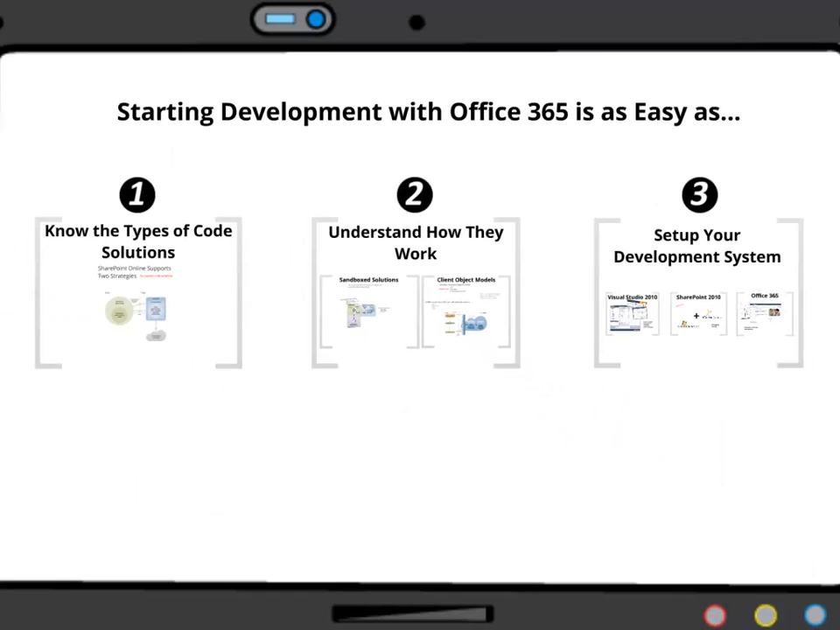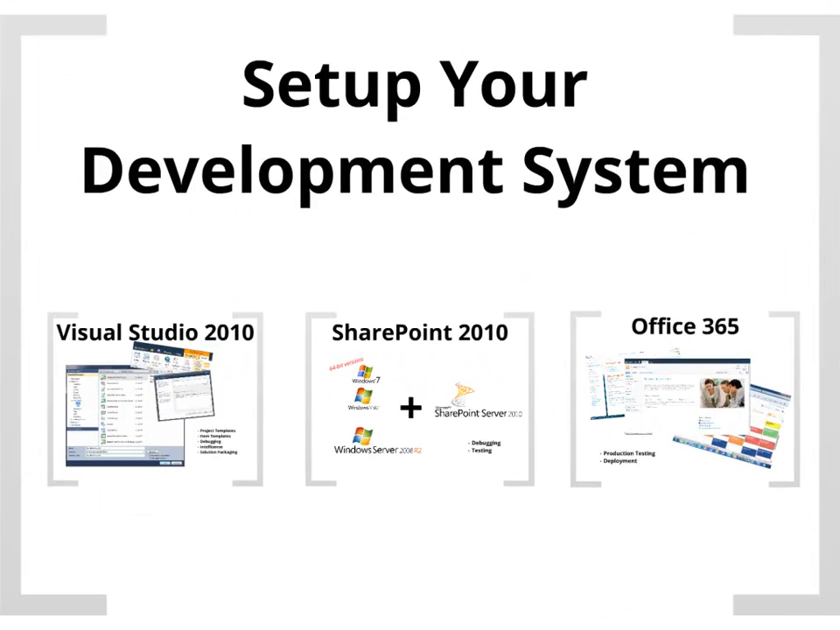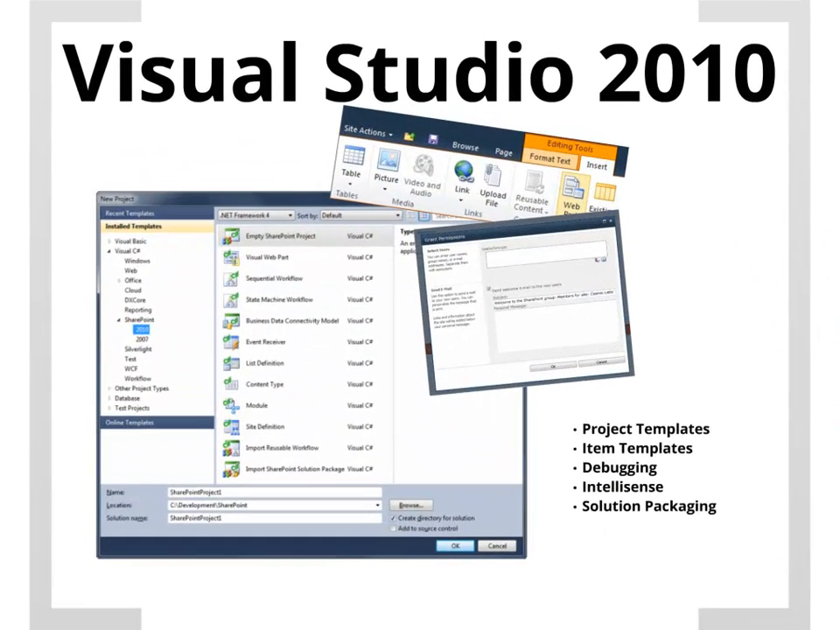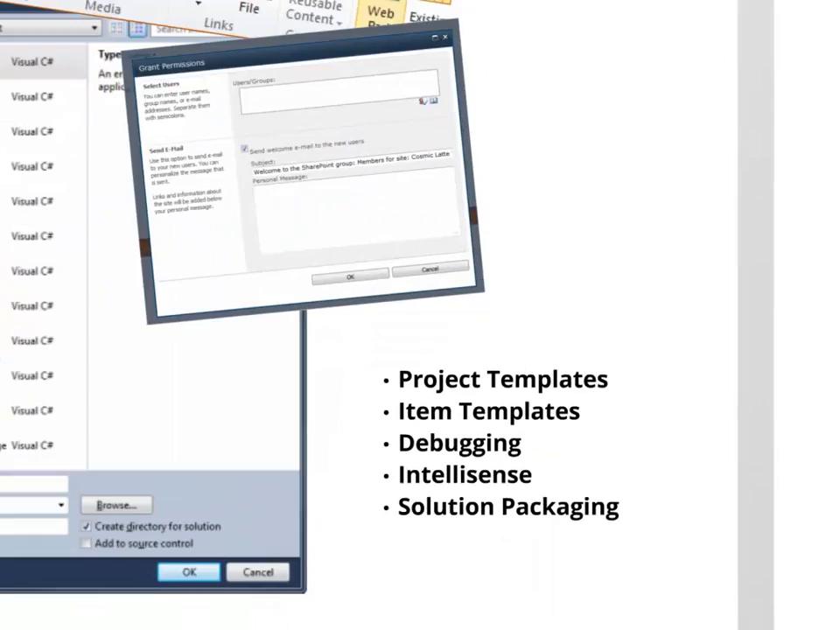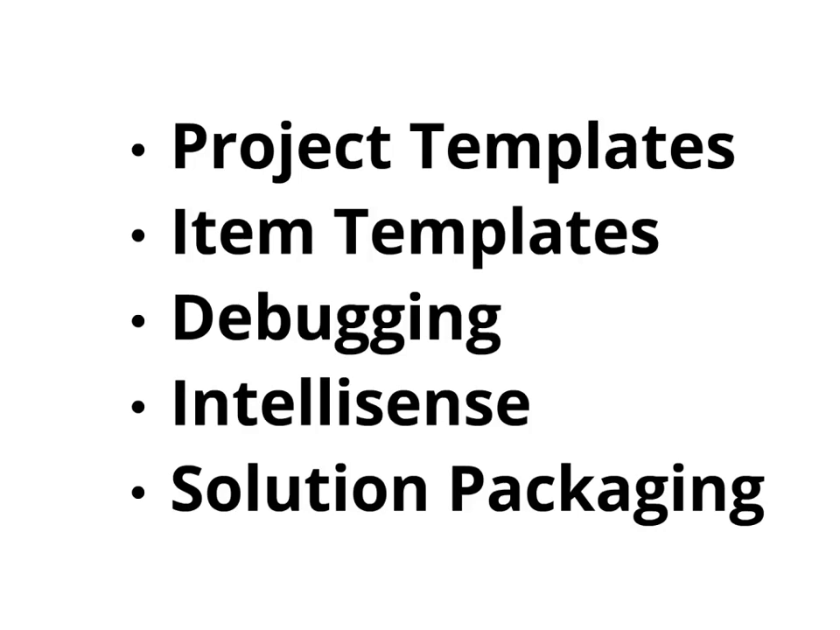Step 3 is to set up your development system with Visual Studio 2010, an on-premise version of SharePoint 2010, and an Office 365 development account. First is Visual Studio, which enables you to develop things like custom SharePoint ribbons and custom SharePoint dialog boxes. Visual Studio provides the project templates, item templates, the debugging capabilities, the IntelliSense, and the solution packaging you need to build custom solutions.